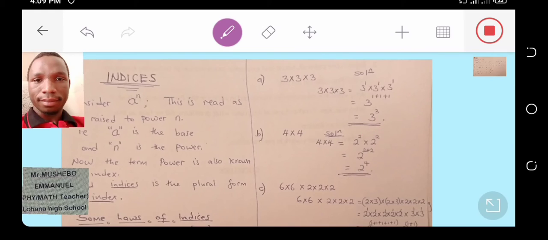The second example here, it is 4 times 4. But remember that I've said we have to use laws of indices. So 4 times 4. 4 is the same as 2 squared, and again there we can see that we are having 2 squared times 2 squared, and still we are multiplying indices whose bases are the same, so we add the powers, which will be equal to 2 to power 2 plus 2, which is equal to 2 to power 4. That is the answer. You leave it in that form. That is the answer to part B.